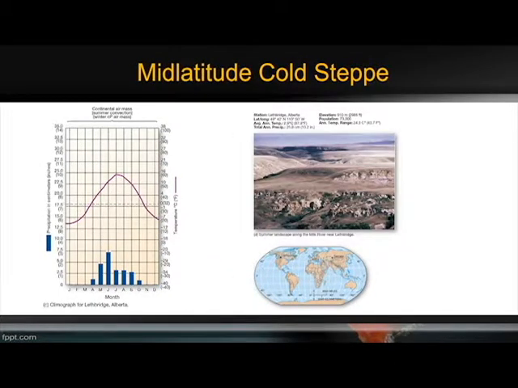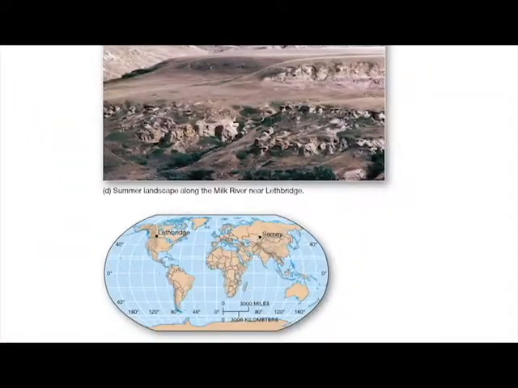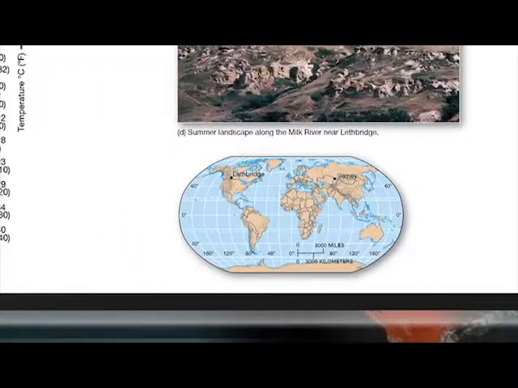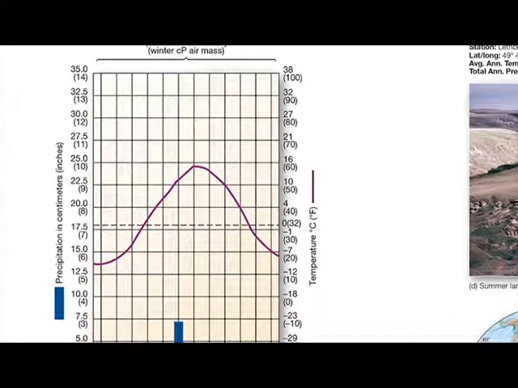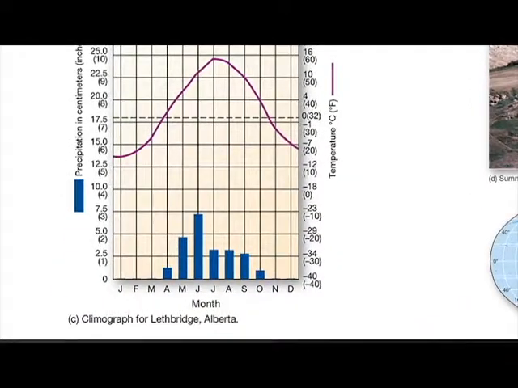And finally is the mid-latitude cold steppe. So what characteristics do you have? Since it's mid-latitude, where can we find it? In the mid-latitude. Much drier, as you can see, 10.8 inches, with very cold temperatures, below freezing for several months a year, but you have a quite wet season and an extremely dry season in that area.